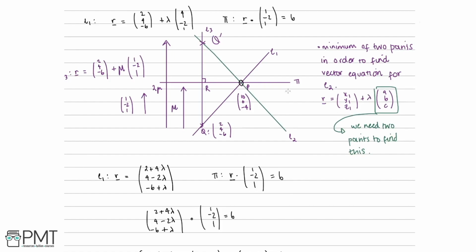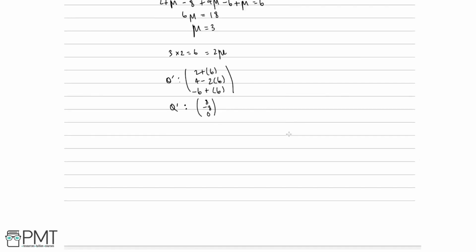So in order to do this, we need to choose one point to be our position vector and use both points to find our direction vector. In this case, I'm just going to choose P as our position vector, but you can also choose Q dash. And I'm going to use PQ dash as my direction vector. So the equation of my line L2 is such that r is equal to my position vector, which in this case I will put as (10, 0, -4), plus some scalar constant, which I'll call gamma, multiplied by my vector PQ dash.